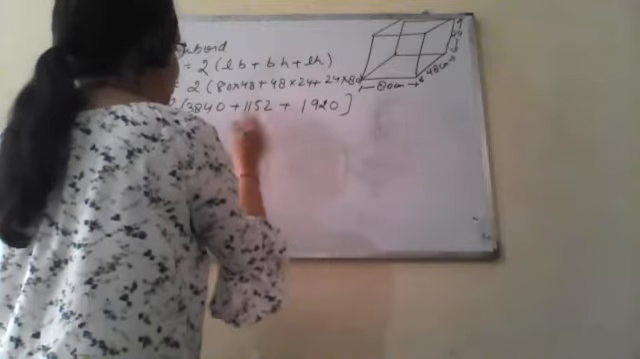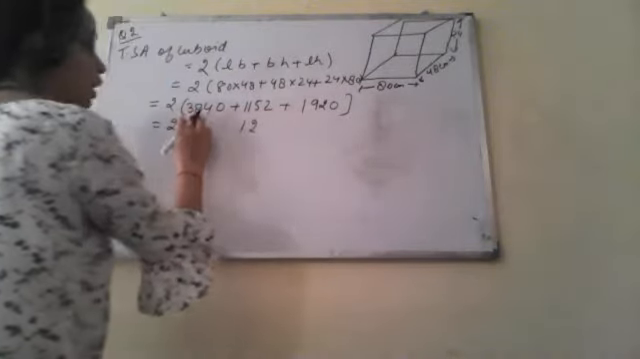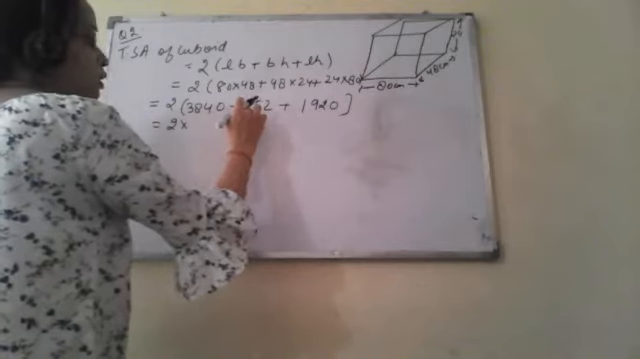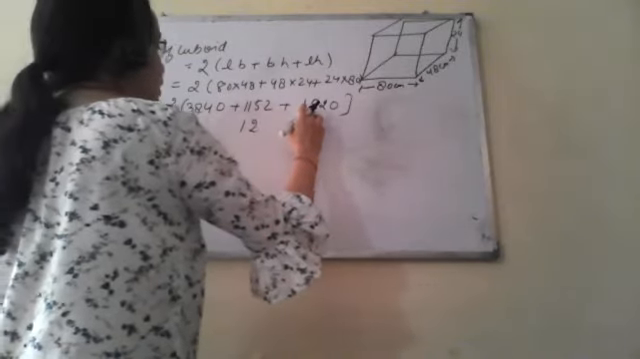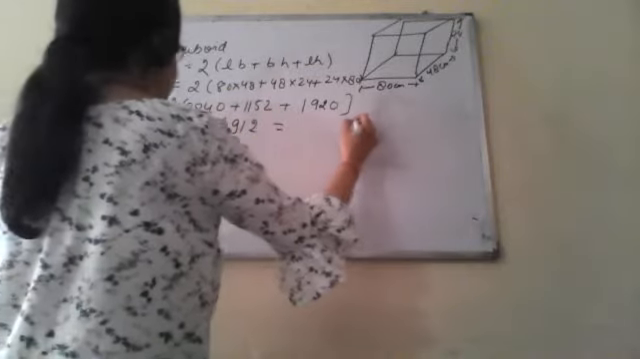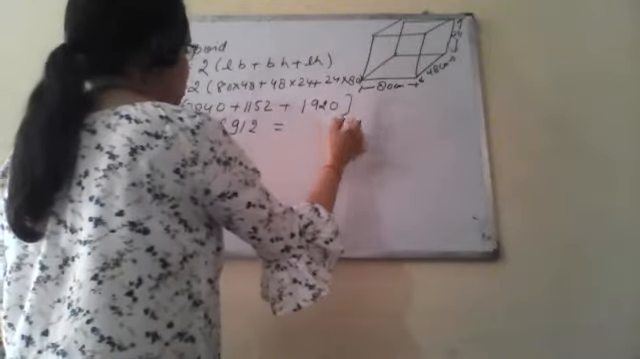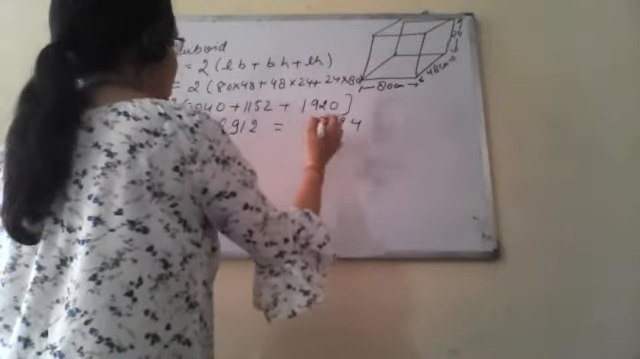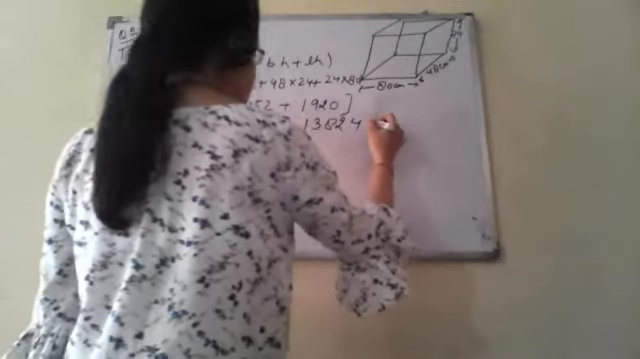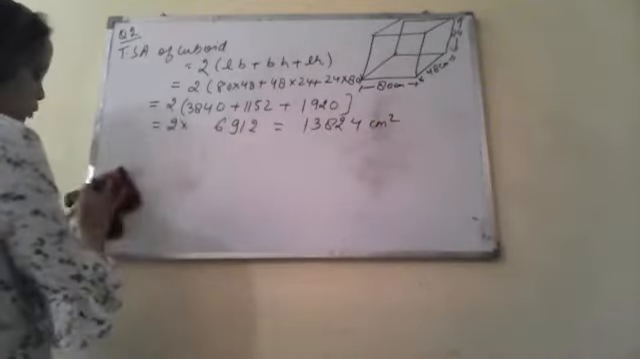and adding them up, we get the total surface area of this cuboidal box.